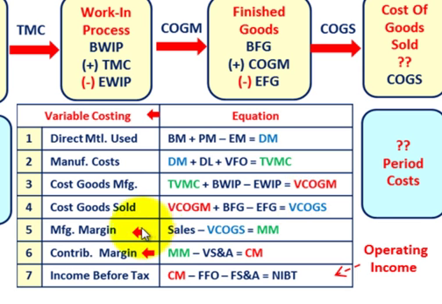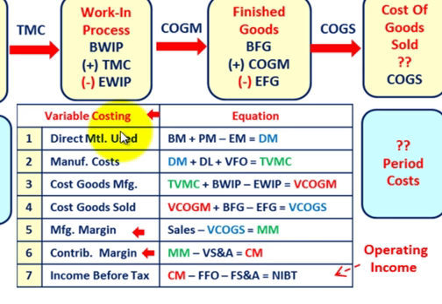And then in this case we have this manufacturing margin under variable costing. We just take our sales for the period, subtract from it our variable cost of goods manufactured. That gives us our manufacturing margin. And then we have a contribution margin based on variable costing: manufacturing margin minus the variable sales and administrative expenses. That gives you your contribution margin. And then income before taxes, or your operating income, would be your contribution margin, subtract out your fixed factory overhead and also those fixed selling and administrative expenses. So that's going to give you your operating income or your net income before taxes.